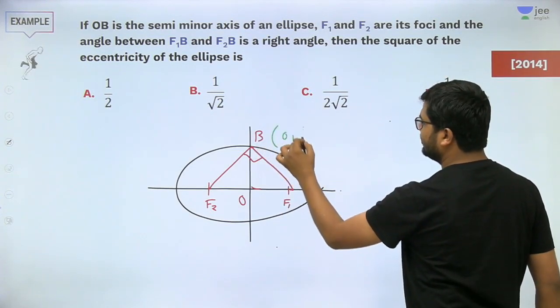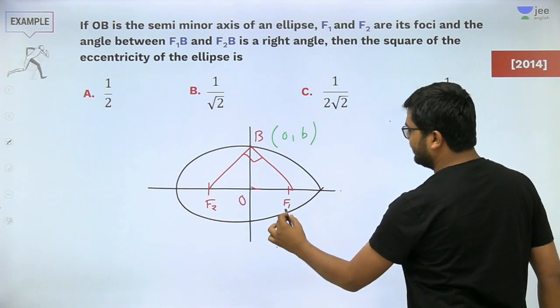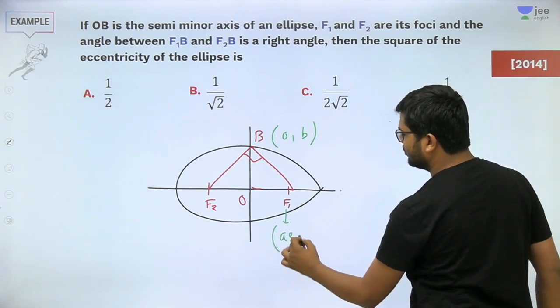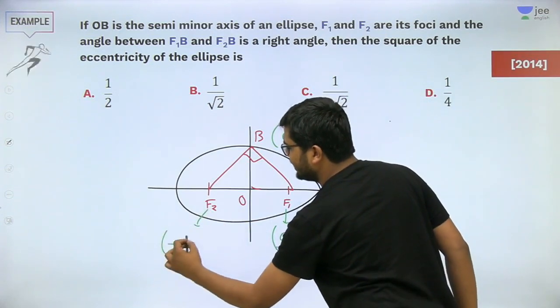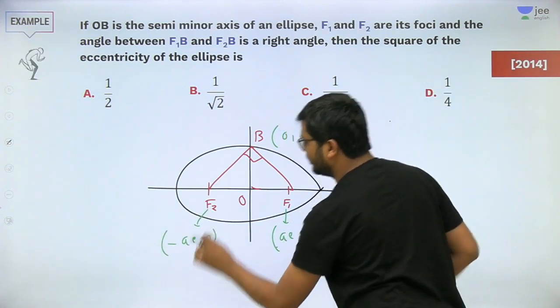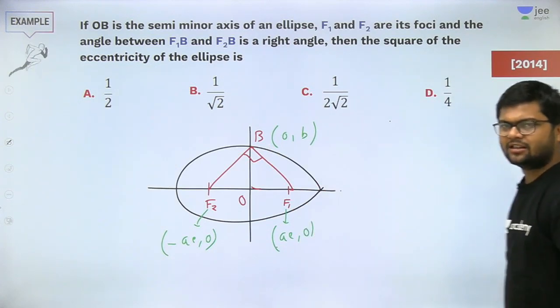Now by standard result, this point has the coordinates 0, B, and this has the standard coordinates AE, 0, and this has the standard coordinates minus AE, 0. So these are the standard points and standard results.